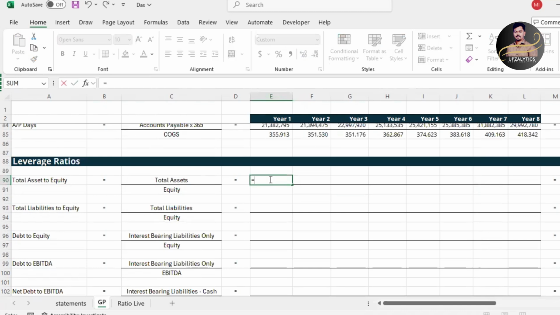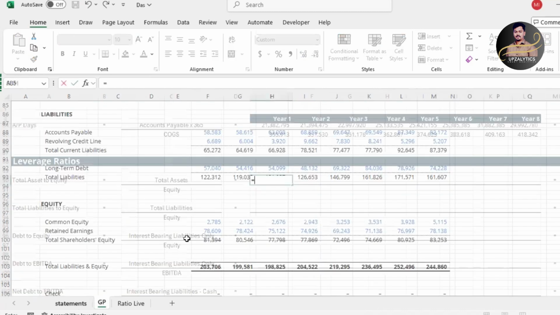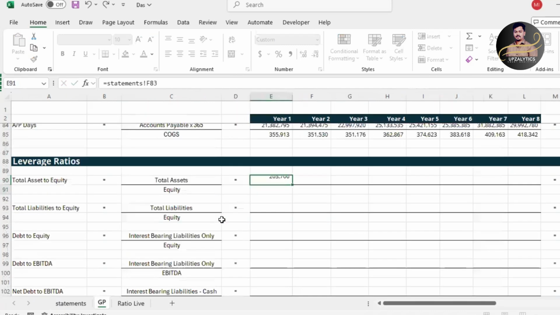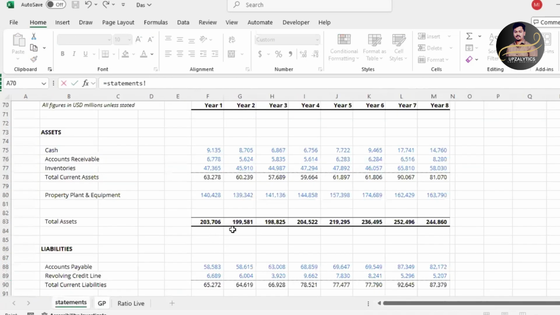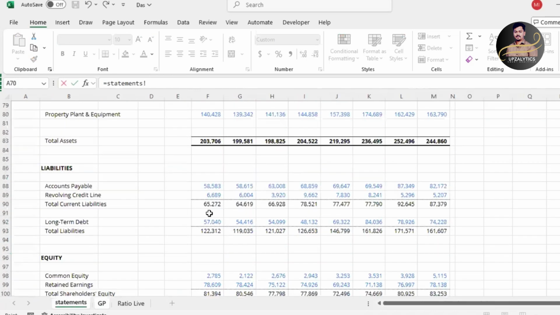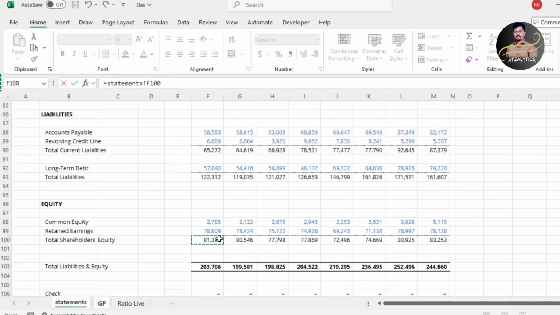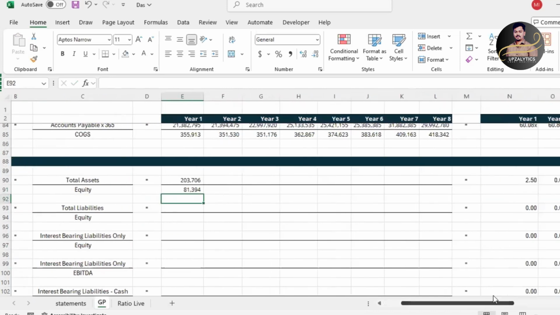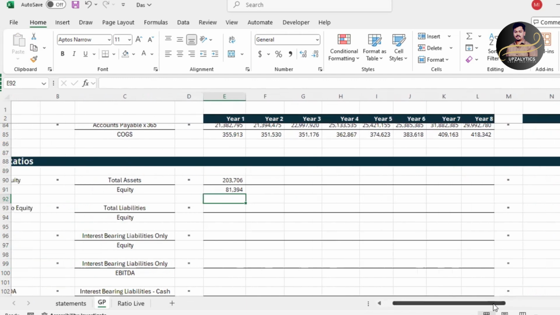First, let's calculate the total assets to equity ratio. We can find the total assets from the company balance sheet. Also we have the total equity. For the equity, we can find the total shareholders' equity here. Now we have 2.5, so 2.5 of total assets for one USD. This is a bit good for the company.